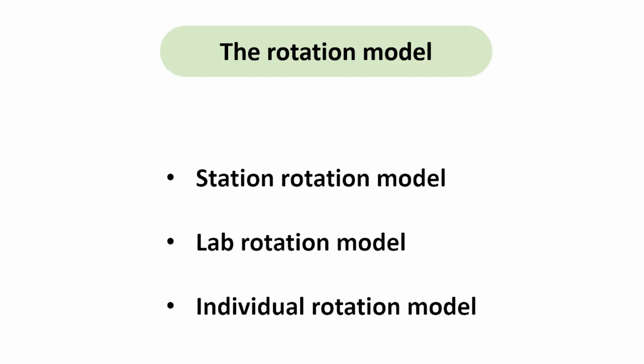The rotation model. There are 3 types of rotation: station rotation, lab rotation and individual rotation. The name itself carries scraps of information on the particulars of the model. Nevertheless, let us discuss one by one. Under the structure rotation model, let us first describe the station rotation.